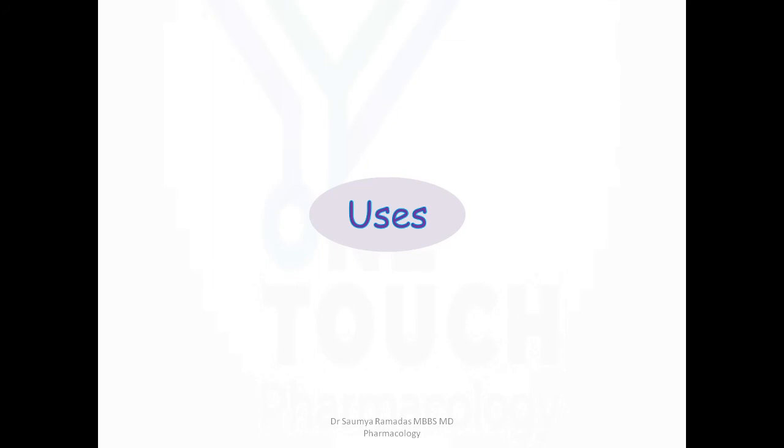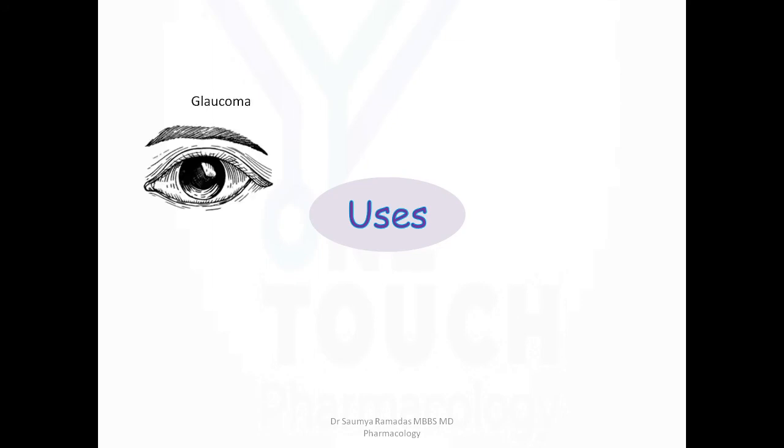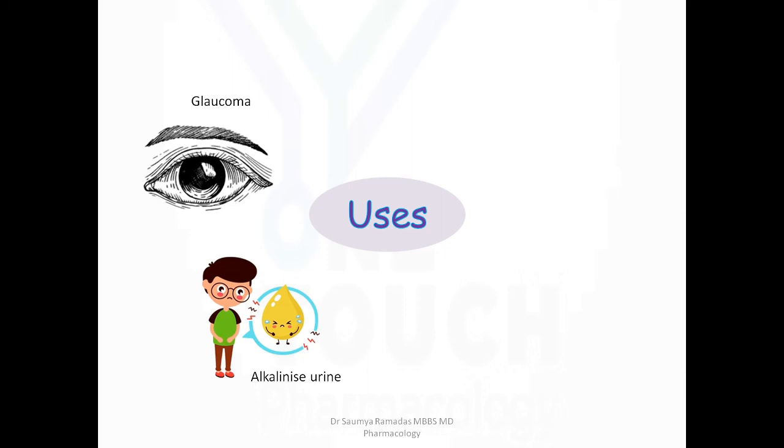The uses of acetazolamide. Acetazolamide is used in glaucoma, especially acute congestive glaucoma. These drugs act on the ciliary epithelium and reduce the aqueous humor formation. They are also used to alkalinize the urine because they increase bicarbonate secretion in the urine.